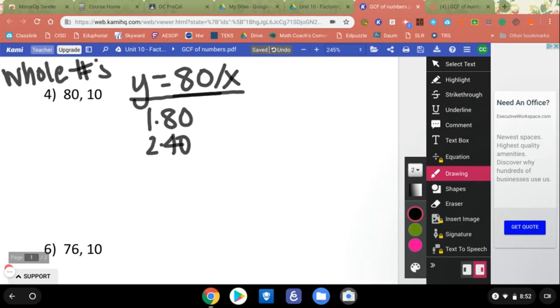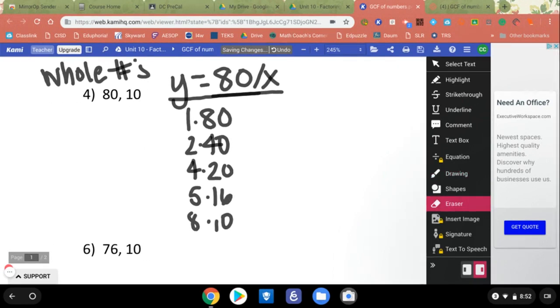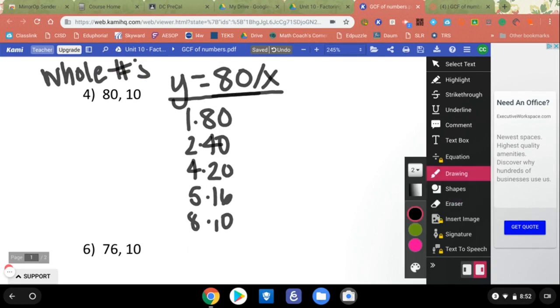Then you're going to see 4 times 20. And then 5 times 16. And then 8 times 10. And the next set you're going to see, by the way, is 10 times 8. But 10 times 8 and 8 times 10 is the same, so you don't need that set. Okay? All right, then we're going to do the same thing for 10.